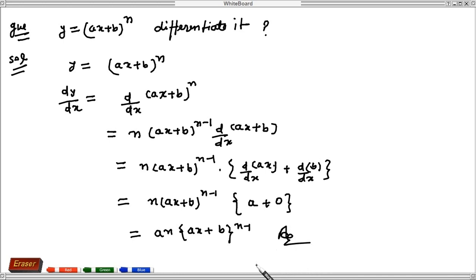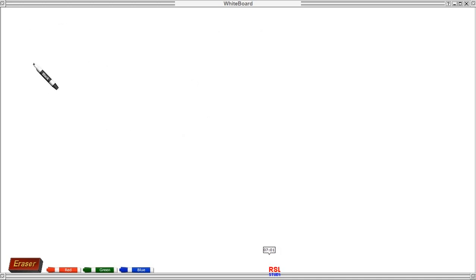Once again you should note that the questions are not difficult. These were just based on the simple formula. So just make a practice. Now another question.